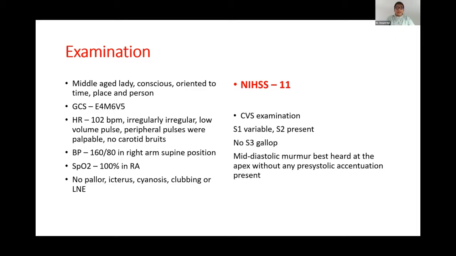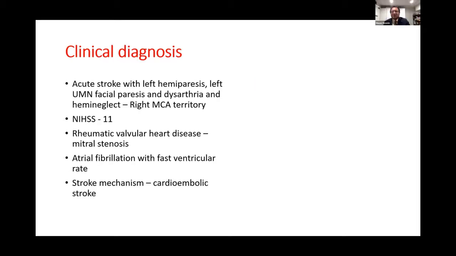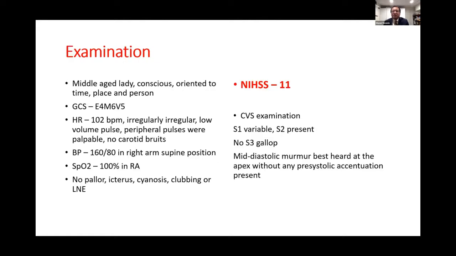So the clinical diagnosis was acute stroke. Yes. But at this point, to summarize by the history, what do you think is happening, and what is the underlying etiology?